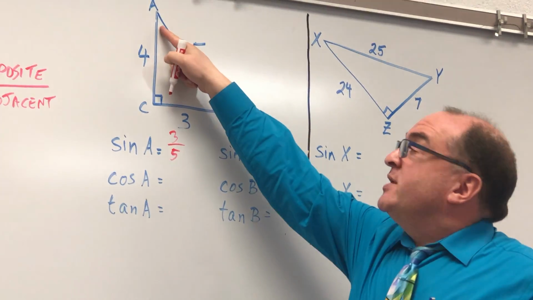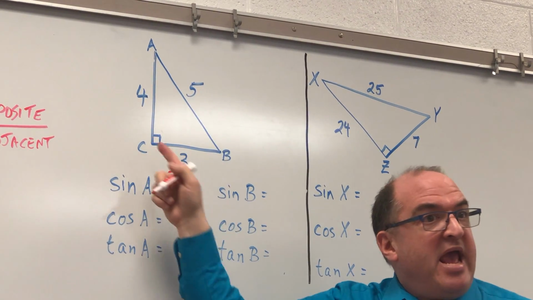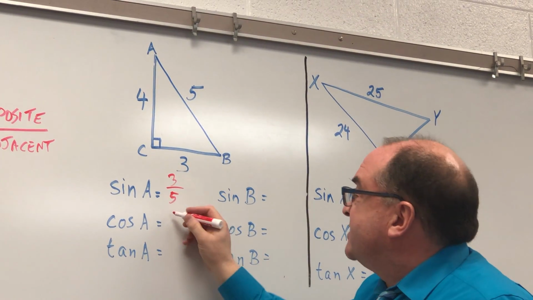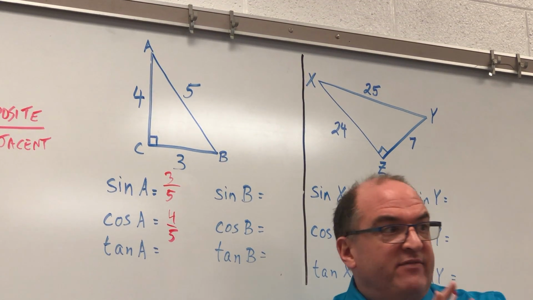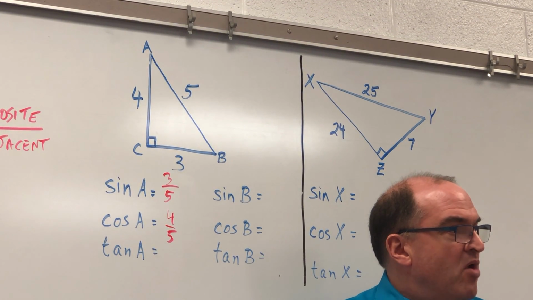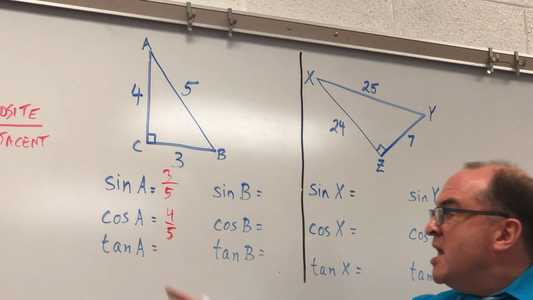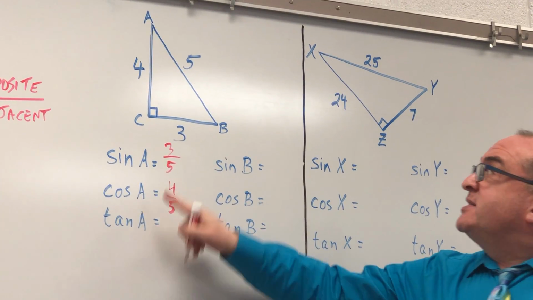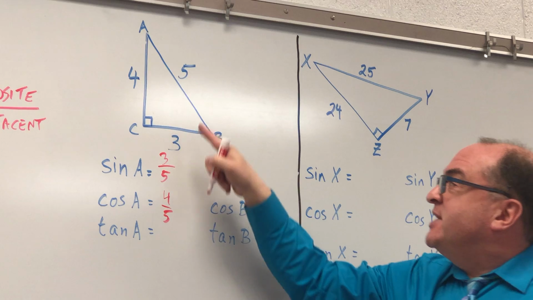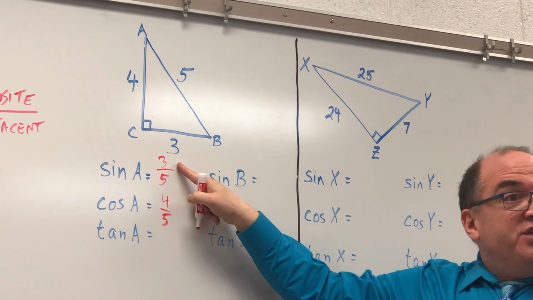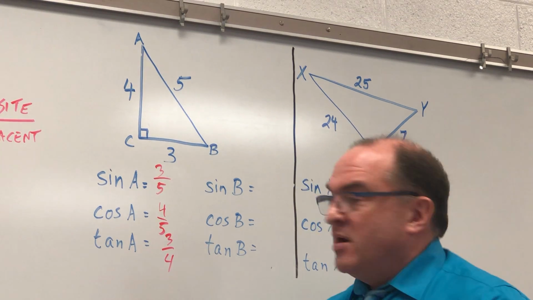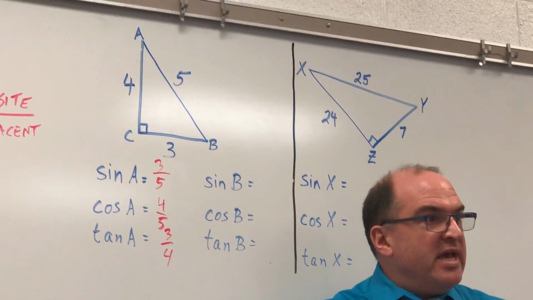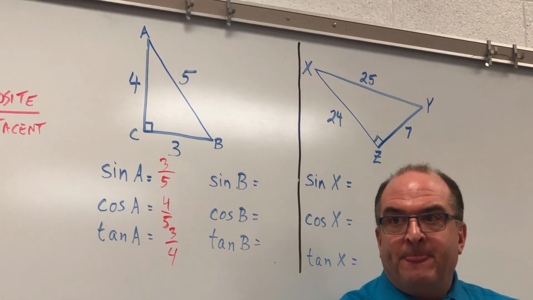Cosine. What's adjacent to A? 4. What's the hypotenuse? 5. 4 over 5. Done. Tan. What's tan of A? What's opposite? 3. What's adjacent? 4. 3 over 4. Done. That's all I want.